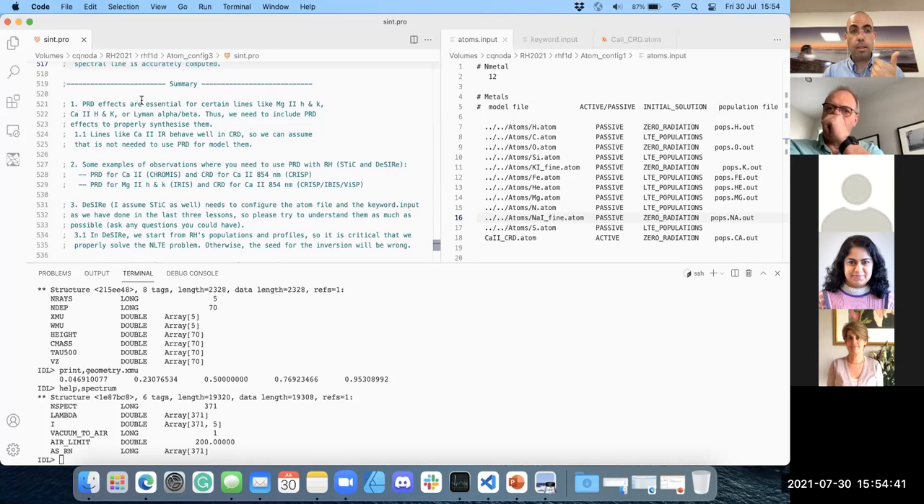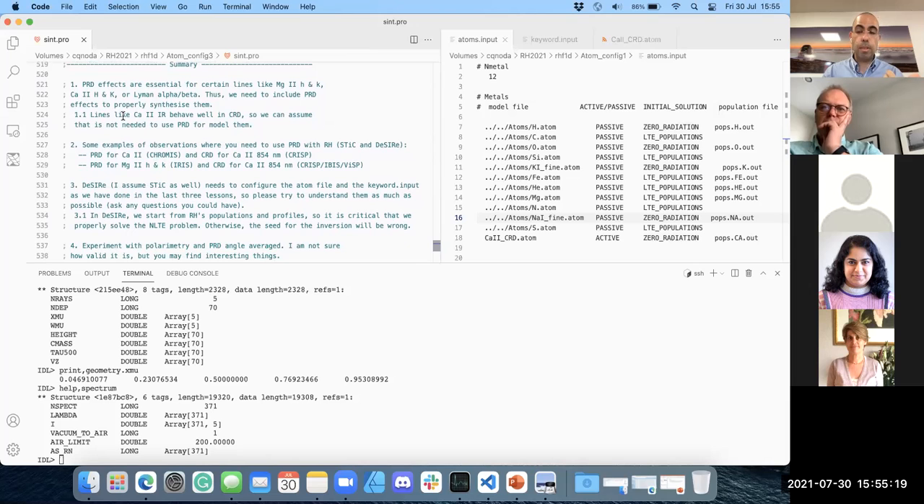So first, PRD effects are essential for certain lines. And these are, in fact, some of the most interesting lines in solar physics. They are the magnesium 2 H and K, the calcium 2 H and K, and also the Lyman lines. I put alpha and beta because they are among the strongest of the Lyman series, but in general, all the Lyman lines I think need to be treated in PRD. So we need to solve them with PRD if we want to synthesize them properly and compute the populations of the levels where those transitions come from.